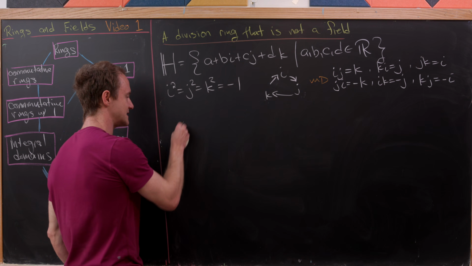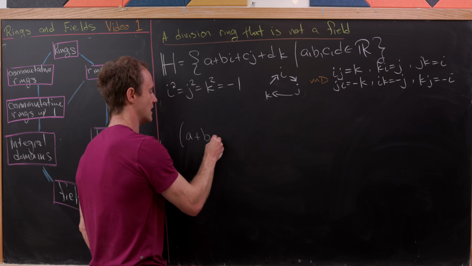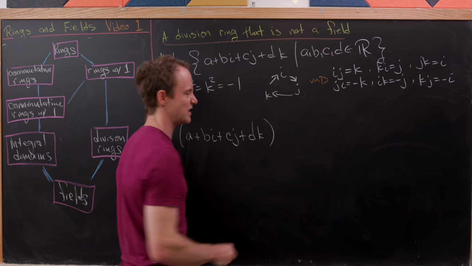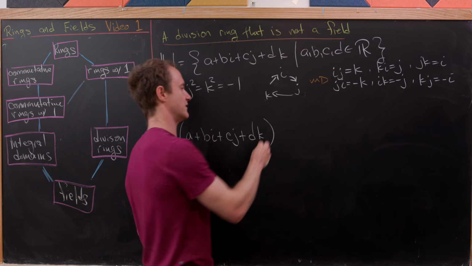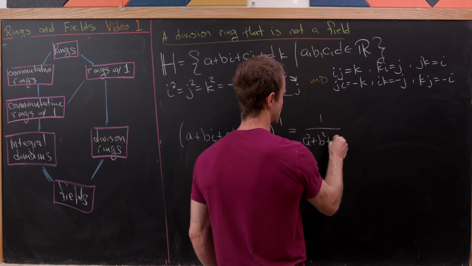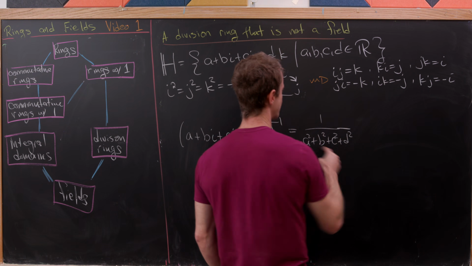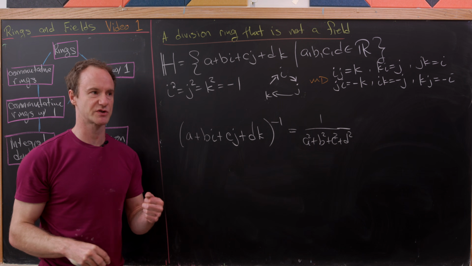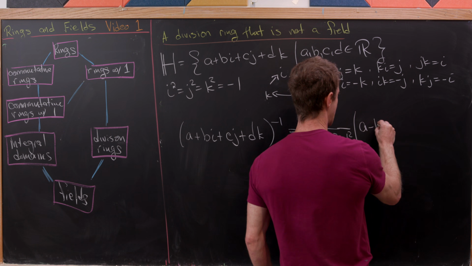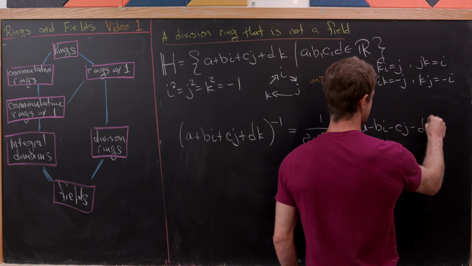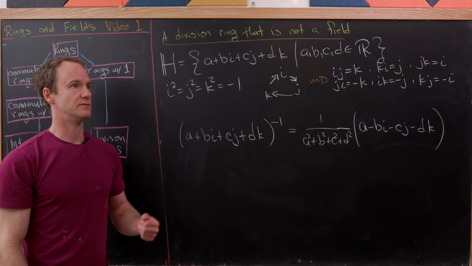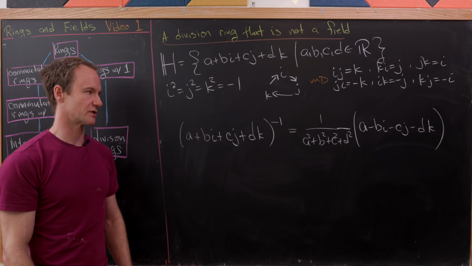So I'll just write down what the multiplicative inverse of a non-zero element is, and then I'll let you check that this is the multiplicative inverse. So this is going to be 1 over a squared plus b squared plus c squared plus d squared. We know that that's non-zero in the denominator because we're starting off with something non-zero. And then we have a minus bi minus cj minus dk. So it's got that feel of the multiplicative inverse for complex numbers for sure.